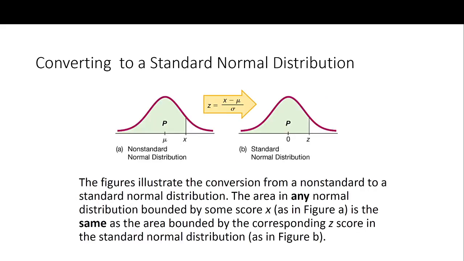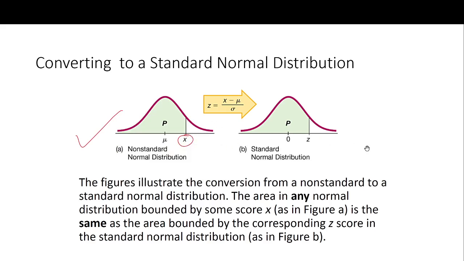So here is the picture you can see. Initially you have any x value, that's the value of some score. For example, the figure illustrates the conversion from a non-standard to a standard normal distribution. The area in any normal distribution bounded by some score x, as you can see here, is the same as the area bounded by the corresponding z-score in the standard normal distribution. So this area under the curve and this area under the curve, even though we go from the x score to the z-score, the area would be the same. Because the area is the same, the probability of finding this event would be the same.